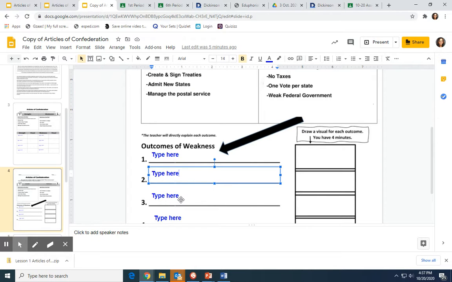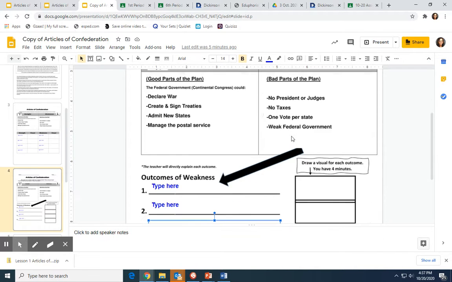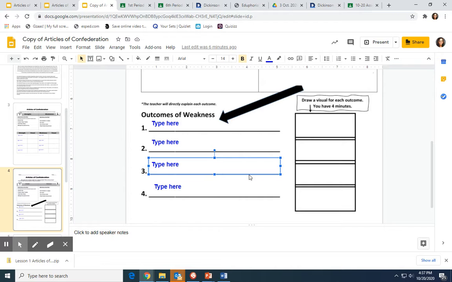One vote per state. Populated states are angry. So to exaggerate, that's like one state having 5 million people and another state having 10. Well, the Articles of Confederation says, what's the difference between 5 and 10 million? Each state only gets one vote. Whatever they're voting on, who cares? They only get one vote, no matter how populated your state is or not.